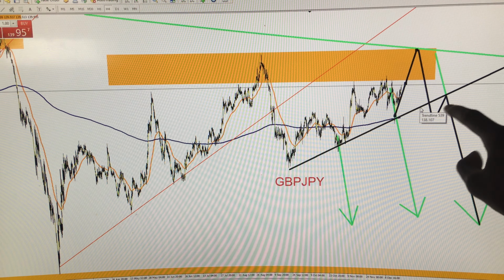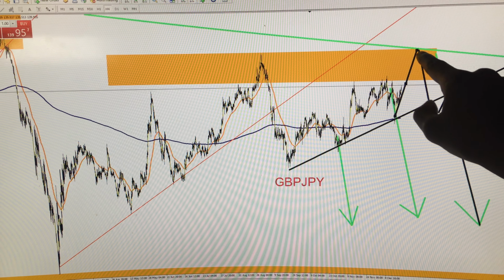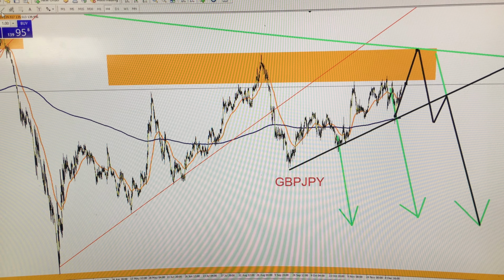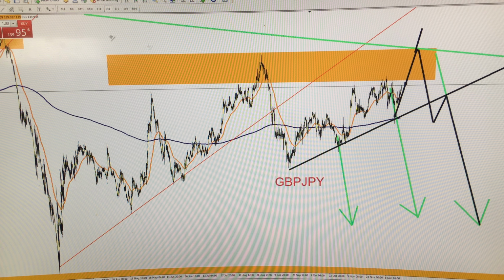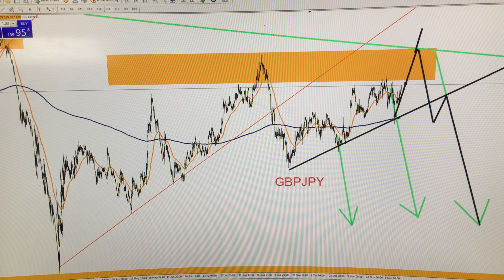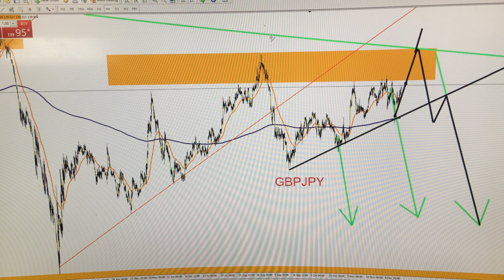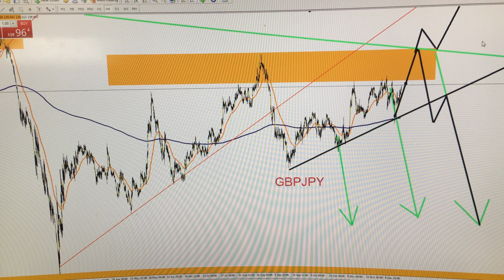Now, this is where we take our entries. Or you can take the entry there, it's up to you. But you need to be very, very clever for you to take it there, because what might happen is you might find that we are wrong and they will break up. Remember, this is a trend line on a daily time frame. So they might break that trend line, come and retest it, and continue going up. Then we are doomed.